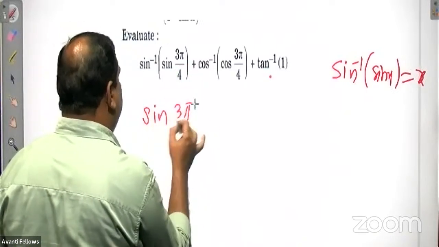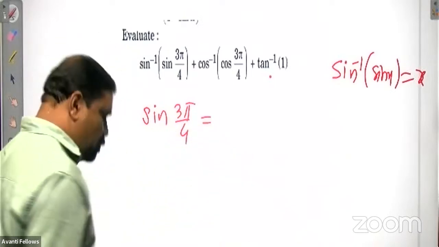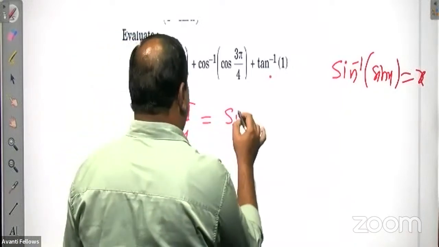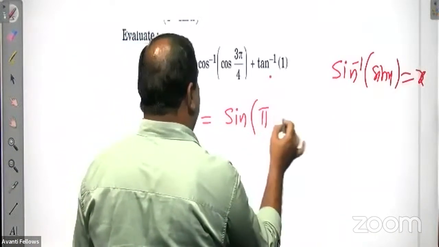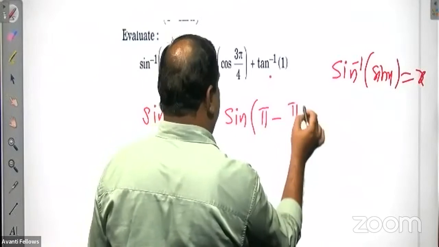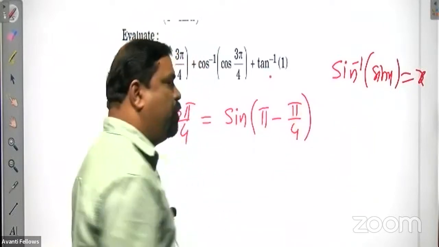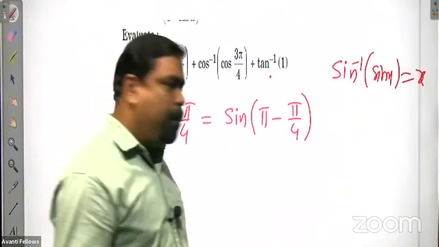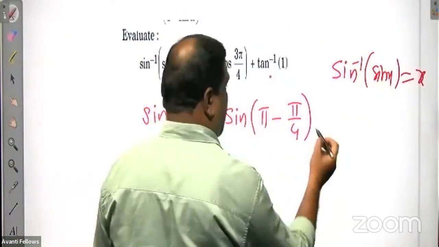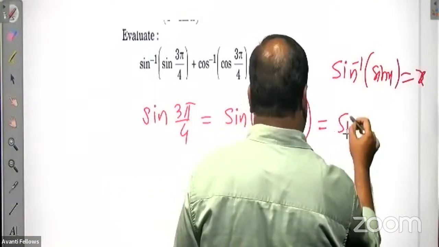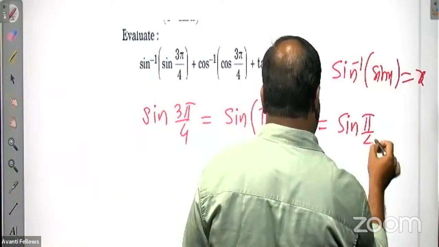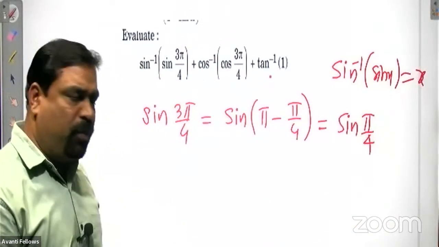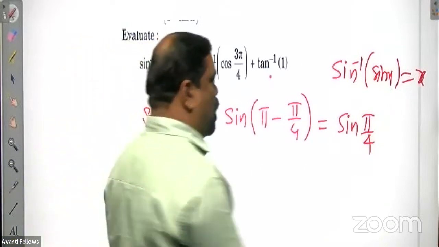So sine 3 pi by 4 we have to convert. How can we convert it using trigonometry? This is the same as pi minus pi by 4. 3 pi by 4 is the same as pi minus pi by 4. So sine of 180 minus theta, sine of pi minus theta, is what? That is sine theta. Second quadrant, sine is positive. Pi minus pi by 4, second quadrant, so sine is positive only. So sine pi by 4.